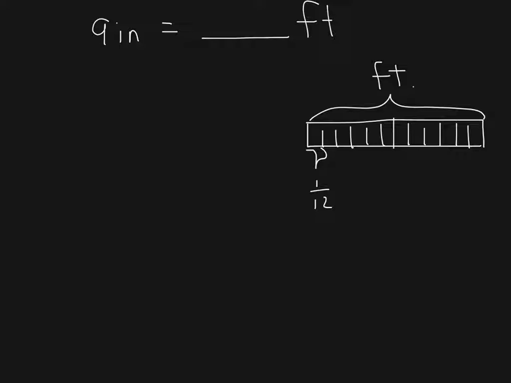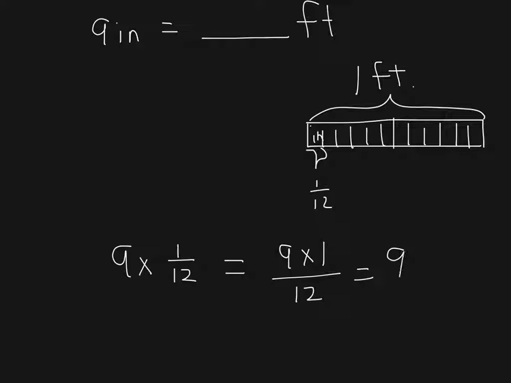So now that I've figured that out, I should probably put 1 up there, 1 inch, and this is an inch, I'll write that in. 1 inch is 1/12 of a foot. So now that I know that, I can do my multiplication. I have 9 inches. So I have 9 times 1/12 of a foot. And that's going to be the same as 9 times 1 over 12, which of course is 9/12.